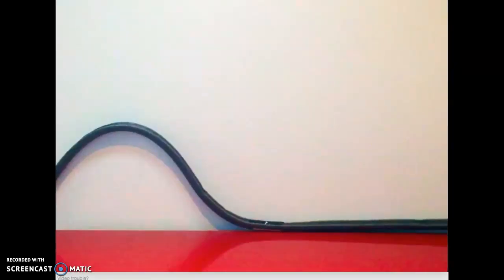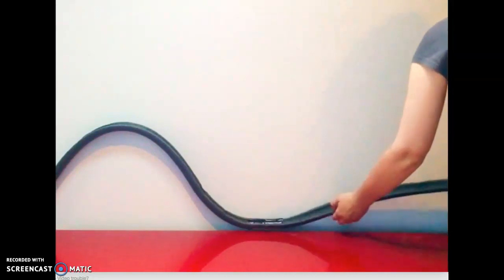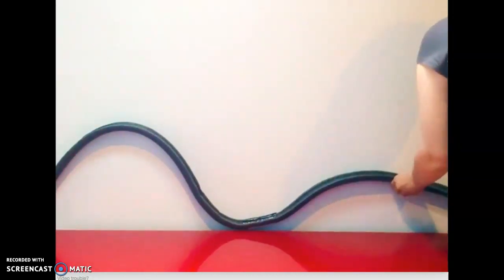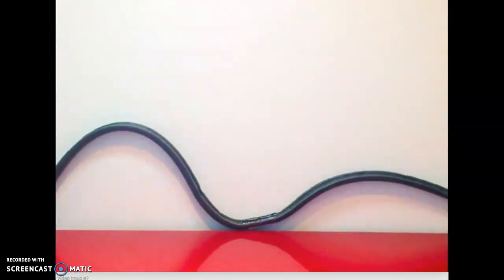Here at Mystery Science Labs, I'm setting up a model roller coaster to figure out, why is the first hill always the highest? Now, right now, I've only built one hill, the first high hill. So I still need to make the second hill. I'm going to make this hill lower than the first one, just like a real roller coaster. Alright, so let's see what happens when I drop a marble off the first hill.